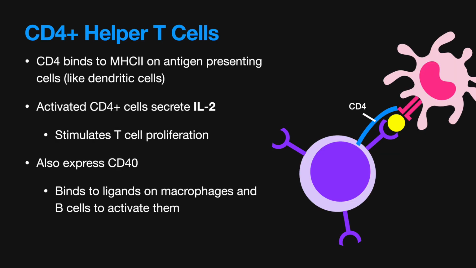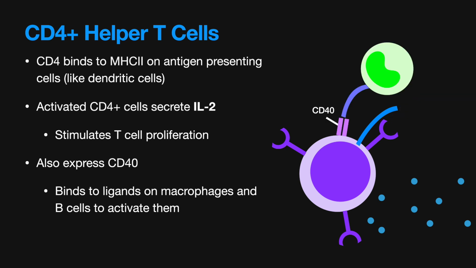CD4 binds to MHC2 on antigen-presenting cells, like dendritic cells, after the T cell receptor binds to its antigen. This allows for activation of that helper T cell. Once activated, these cells secrete IL-2, which helps stimulate T cell proliferation, and it also begins expressing CD40, which can bind to ligands on macrophages and B cells to help activate those cells.